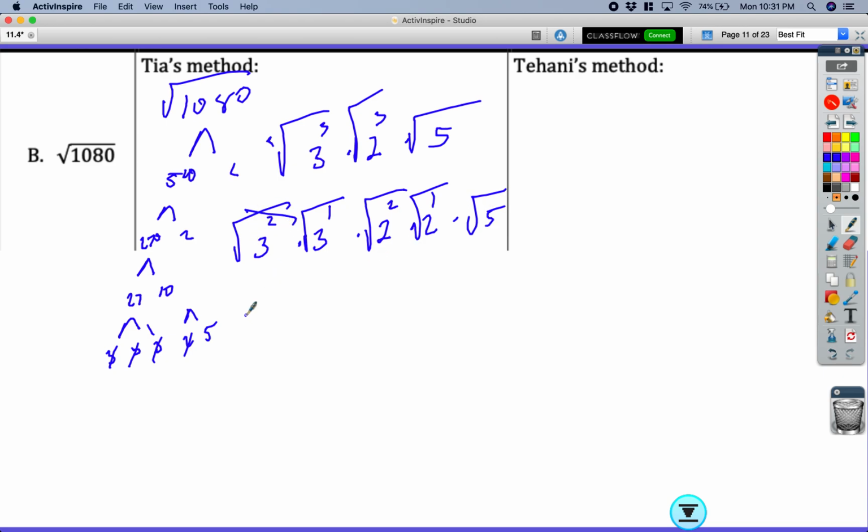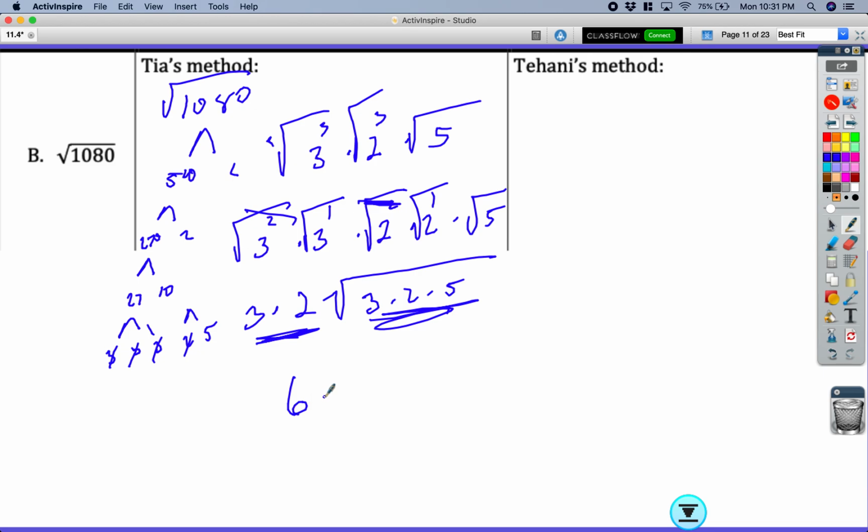So I know that this cancels out to give me 3, this cancels out to give me 2, and then I'm left with the inside of the radical of 3 times 2 times 5. Multiply outside with outside and inside with inside to give me 6 radical 30. Okay? Now if I looked at my factors again right here, I would have 3 to the third times 2 to the third times 5 to the first.